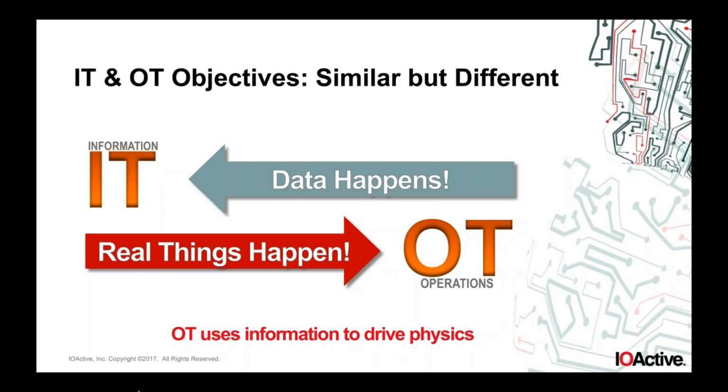If it takes 200 milliseconds to get your email, nobody notices. If it takes 200 milliseconds to get a process control instruction, we might fail safe the process, or we might cause something worse to happen. So again, real things happen in the OT space, and you need to be prepared for that.